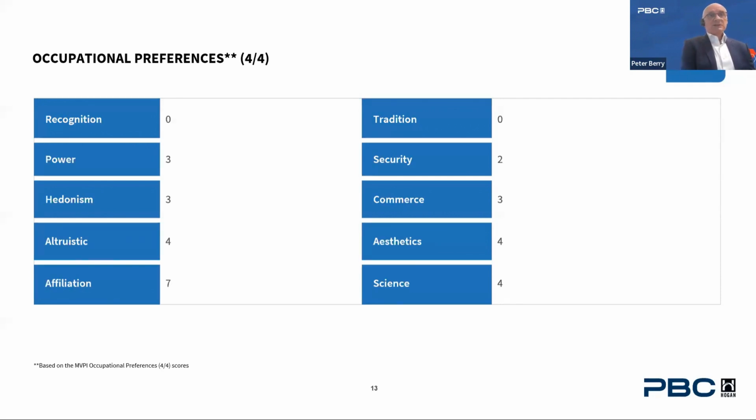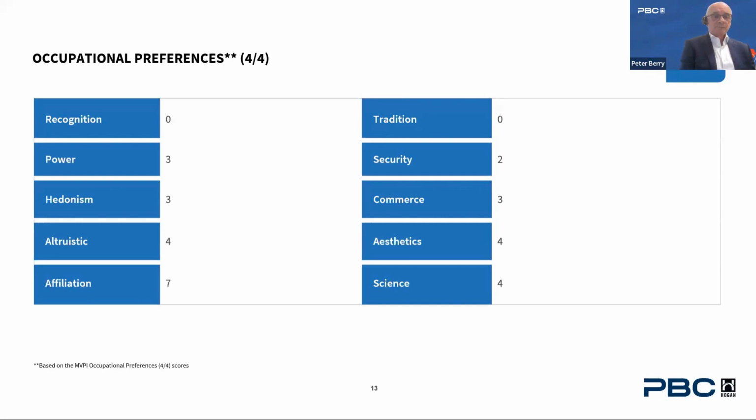Also, what's interesting is what's missing. Recognition was 0. Certainly they appreciate a pat on the back when they've had a significant milestone achieved, but it's not as though we've got to go around and give high fives every day. Tradition was 0. They're not looking for the status quo. They're looking for change, innovation, agility. So there's a tremendous amount of power that comes out of looking at the occupational preferences as part of the team report.